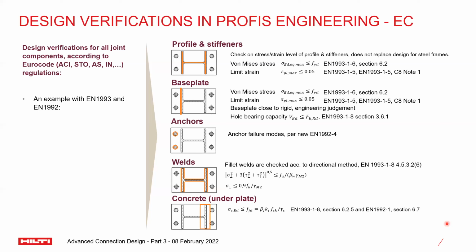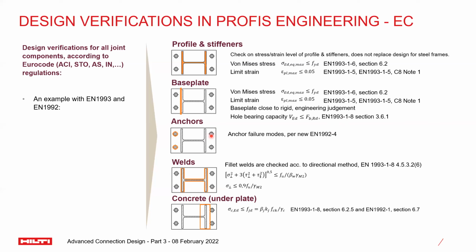So before I go forward, just to refresh your mind and give you some idea of what we use within the software as well. For profile and stiffeners, we use Eurocode 3, and the relevant section for von Mises stress. For limit strain, we use EN 1993, again the relevant sections. For base plates, again, we use Eurocode 3. As you can see, Eurocode 3 all the way.